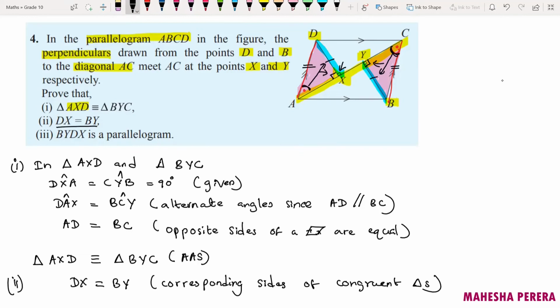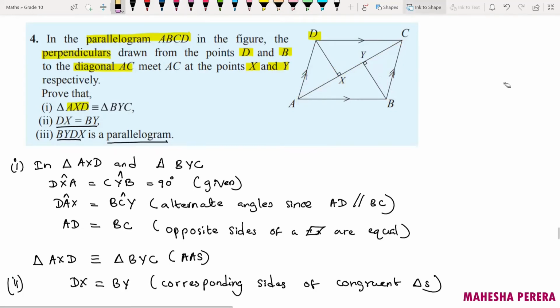We need to prove that BYDX is a parallelogram. Right, now where is this parallelogram? I mean this quadrilateral, right? BYDX. Right, now I'm going to erase everything. Right, let's draw this quadrilateral.